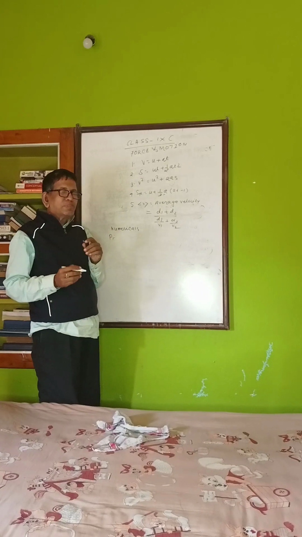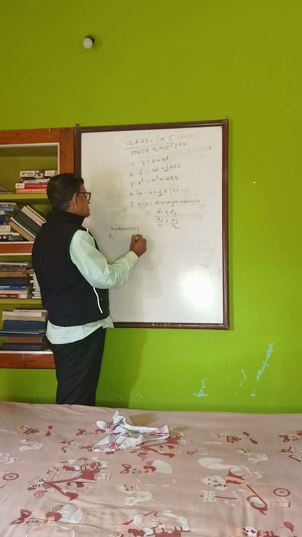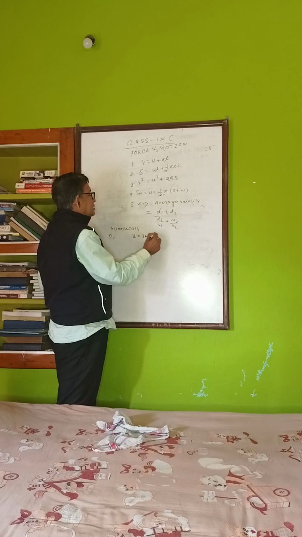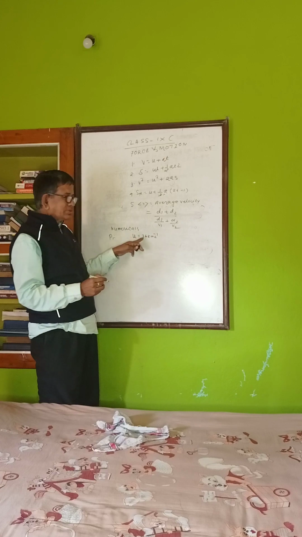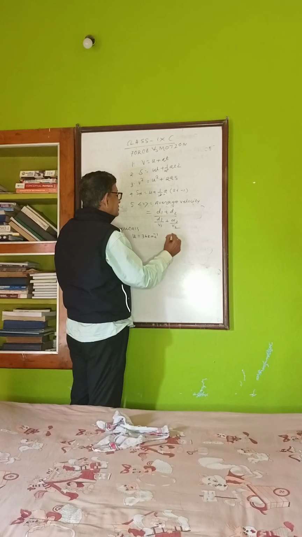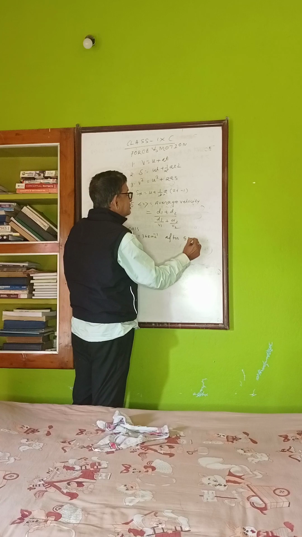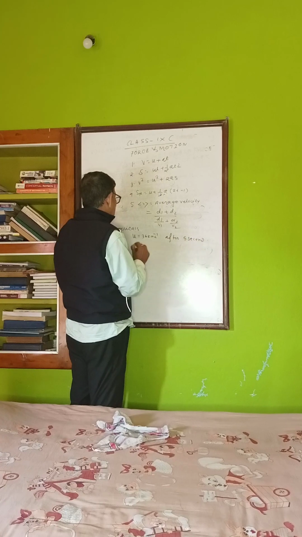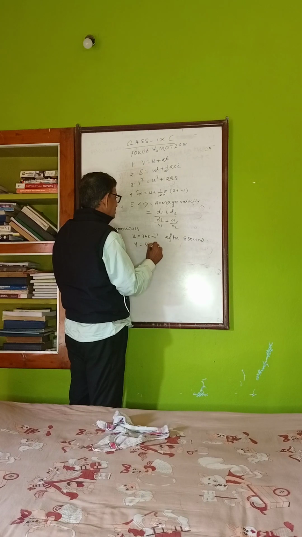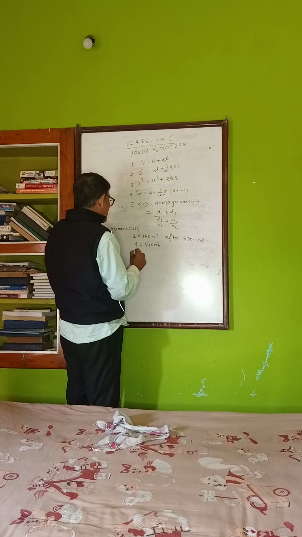Let us consider, suppose a particle with initial velocity 36 km per hour. Initial velocity u equal to 36 km per hour. After 5 seconds, velocity becomes 54 km per hour. Question is, what is the acceleration?